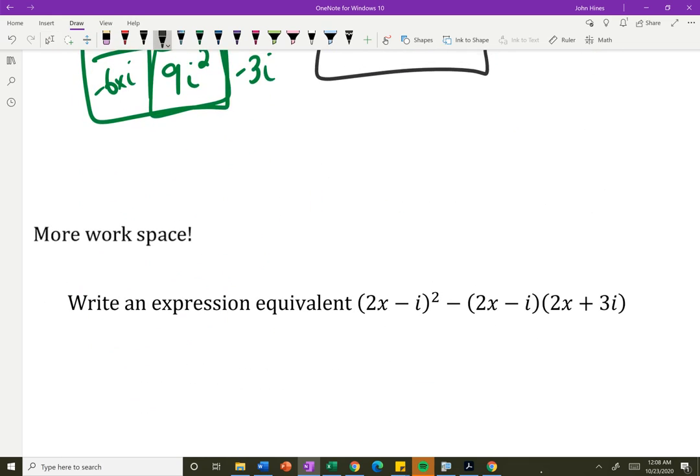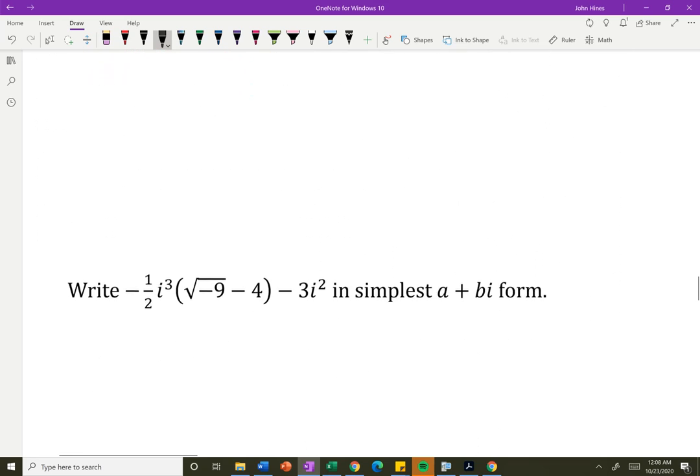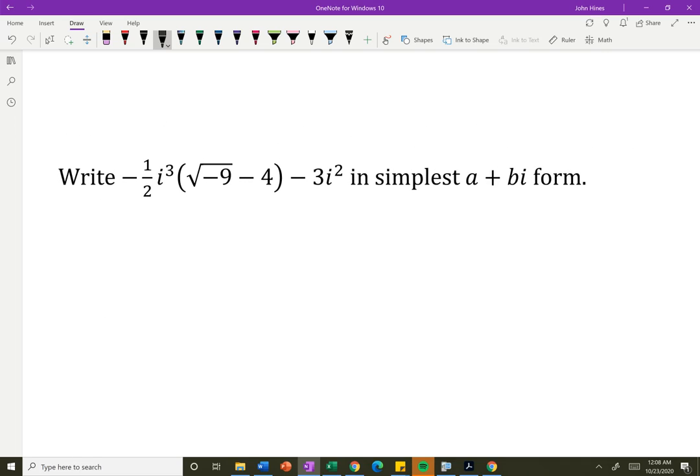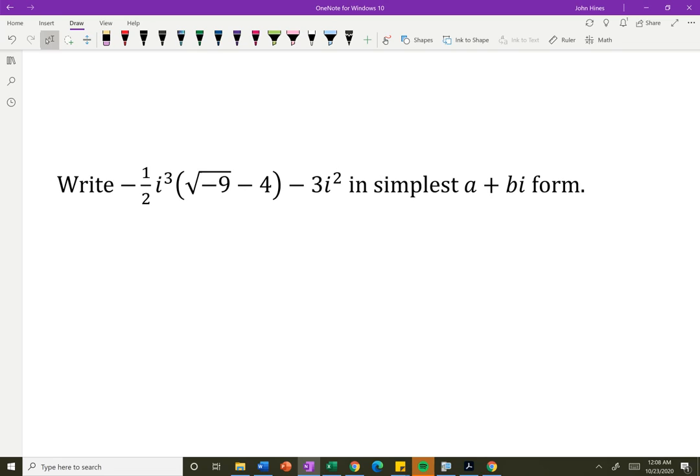I'm going to have you guys try a very similar one right here on your own. Again, step 1, 2, then step 3 is to subtract. That'll be in your Google form, but let's end with this question here. Write this expression in simplest a plus bi form.